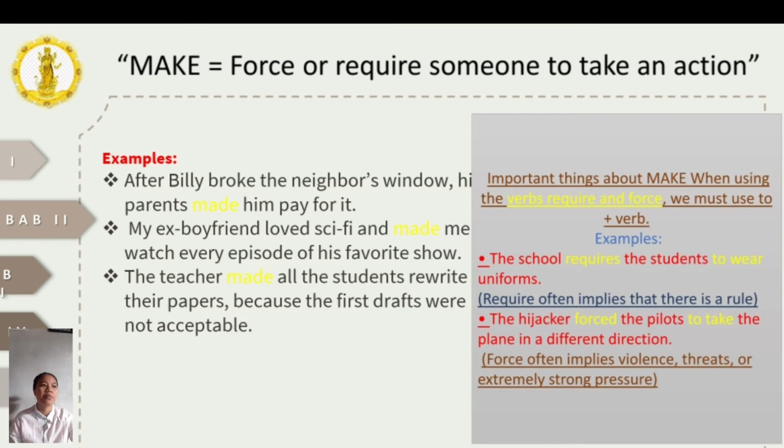Important things about make: when using the verbs require and force, we must use to plus verb. For example, the school requires the students to wear uniforms. Require often implies that there is a rule. The hijacker forced the pilots to take the plane in a different direction. You can see the yellow word here, that's made. And then the verbs require and force, for example requires to wear, and force to take.